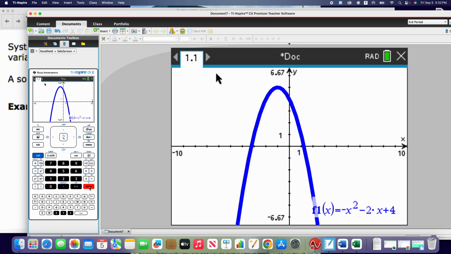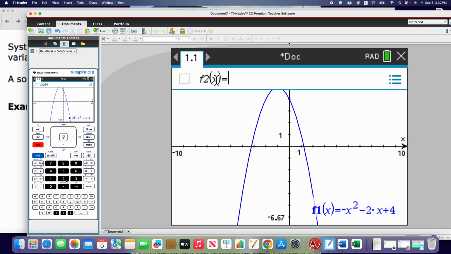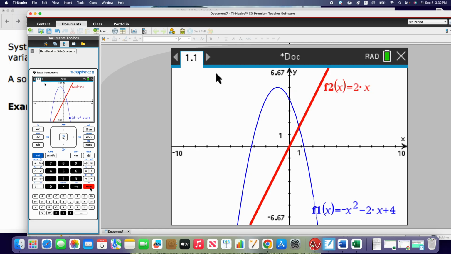I'm going to hit tab, and I'm going to type in the other one. So I'm going to go 2x. I'm going to push enter. And now I have that graph, and you can see that I do have one intersection point right here, kind of in the top right. It does look like it's going to cross at the bottom, and I'm going to go find those answers.